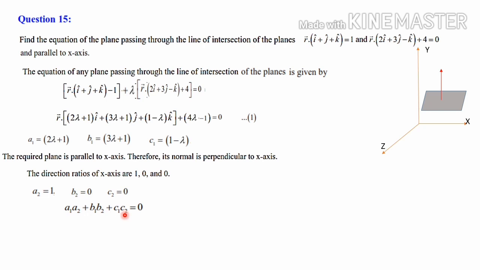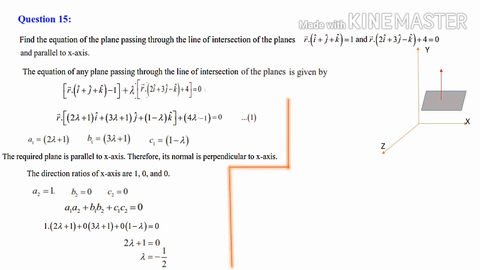Then we know that these two lines are perpendicular, means this normal and the x-axis are perpendicular. So the sum of the product of their direction ratios is 0. That is, here A1 is 2 lambda plus 1 and A2 is 1. So 1 into 2 lambda plus 1 plus B1 is 3 lambda plus 1 and B2 is 0. So 0 into 3 lambda plus 1 plus C1 is 1 minus lambda, C2 is 0. So 0 into 1 minus lambda is equal to 0. When you go for the calculation, these two terms become 0. So 2 lambda plus 1 is equal to 0. That is lambda is equal to, this plus 1 go to the right side, minus 1 by 2 is the value of lambda.